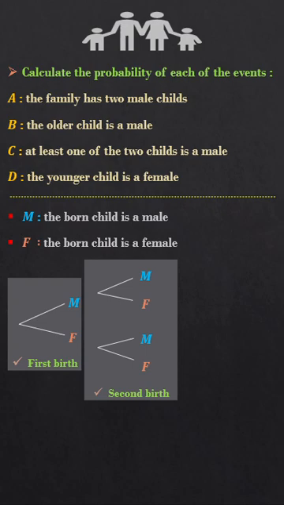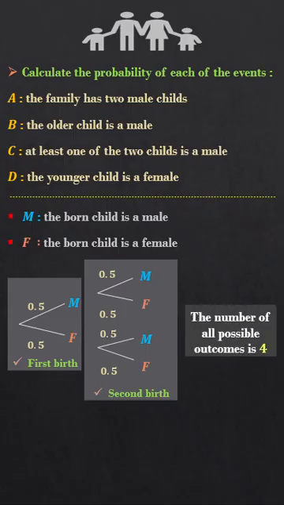Now, as we suppose that the probability to give birth to a male child equals the probability to give birth to a female child, then the probability to get the event M equals the probability to get the event F, which equals 0.5 in the first and the second birth. Furthermore, we notice from this tree diagram that the number of all possible outcomes of this experiment equals 4.